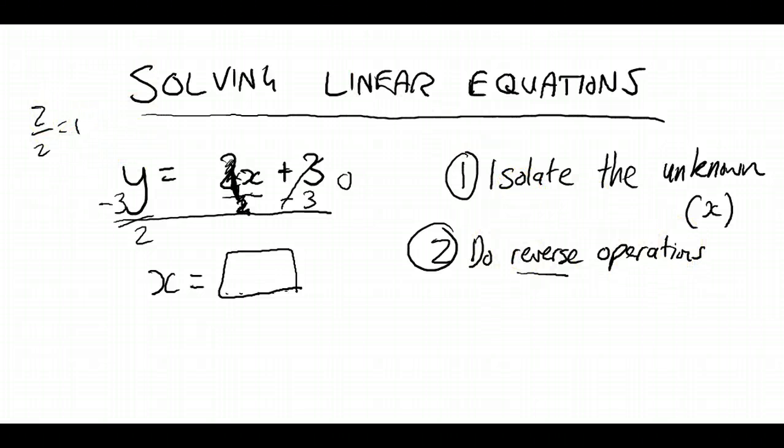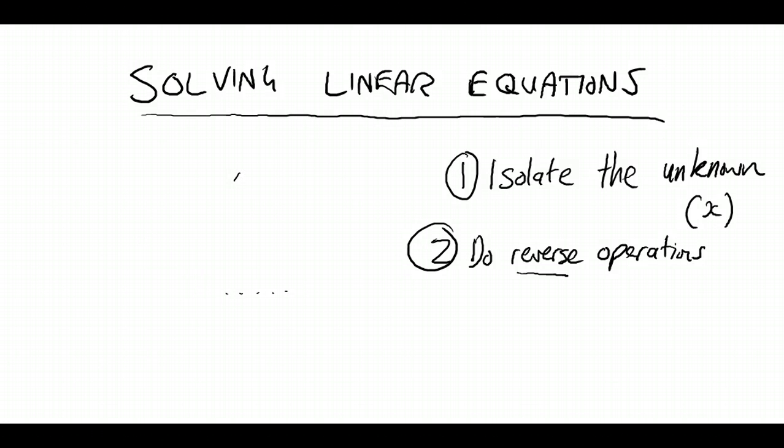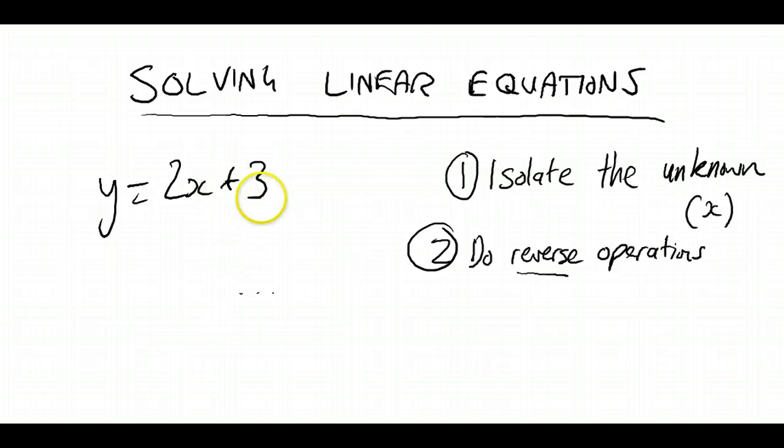Now, let me just clean this up a little bit so that we can see what we're doing and write out the equation again. Y equals 2x plus 3. Okay, now the question arises, I know I've got to do minus 3 and divide by 2, but which order do I do it in? How do I know which one to do first? Because the order that you do it in is going to change the result.